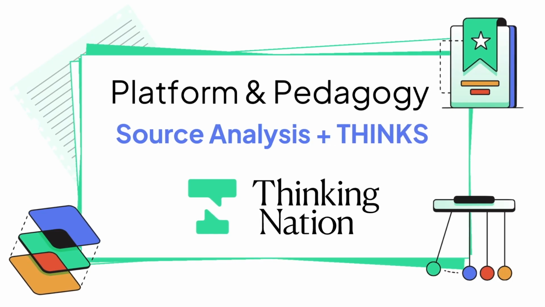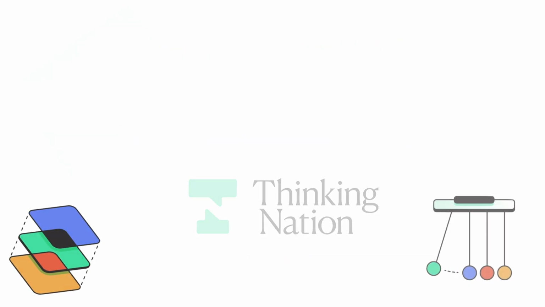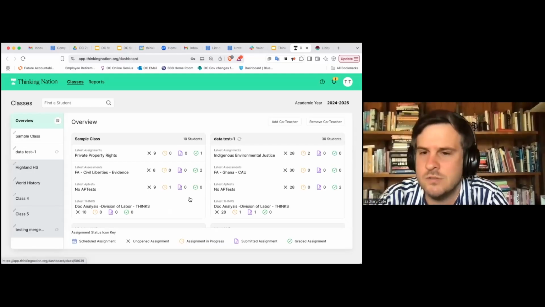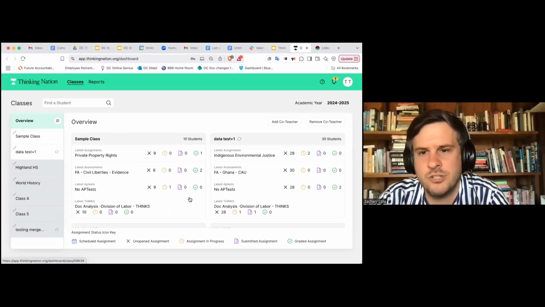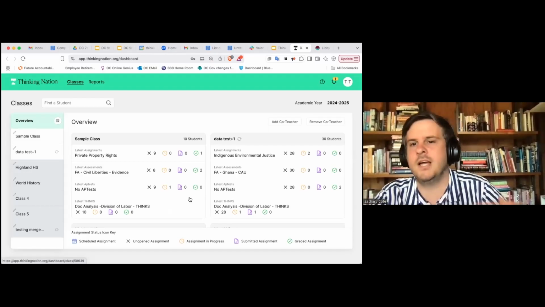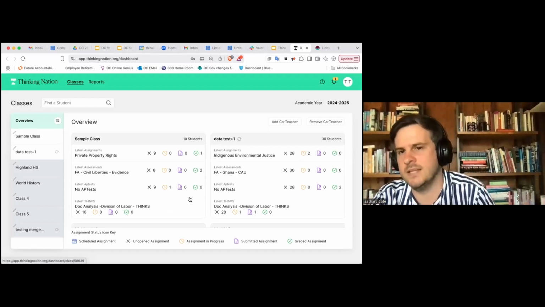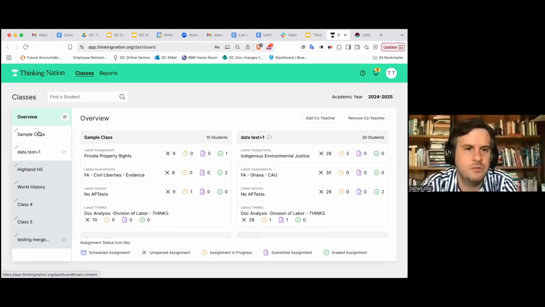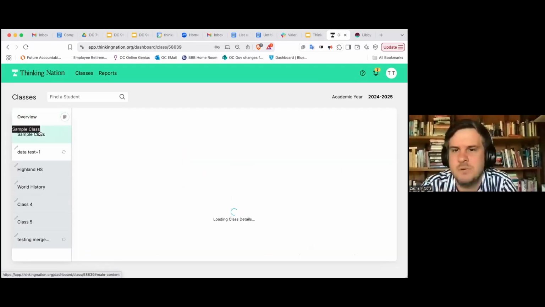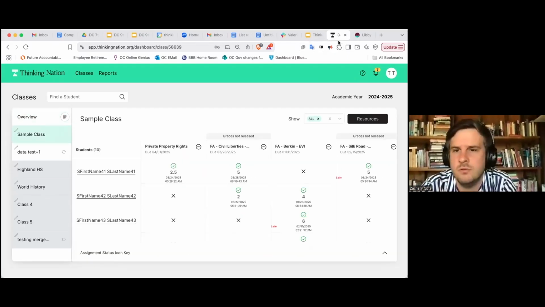What we're seeing here is a teacher's dashboard on our platform, and we integrate with Clever, so it's a single sign-on process for students. The roster integration goes from the school's SIS or LMS into Thinking Nation's platform. I'm going to go to a sample class here and walk you through the resources.